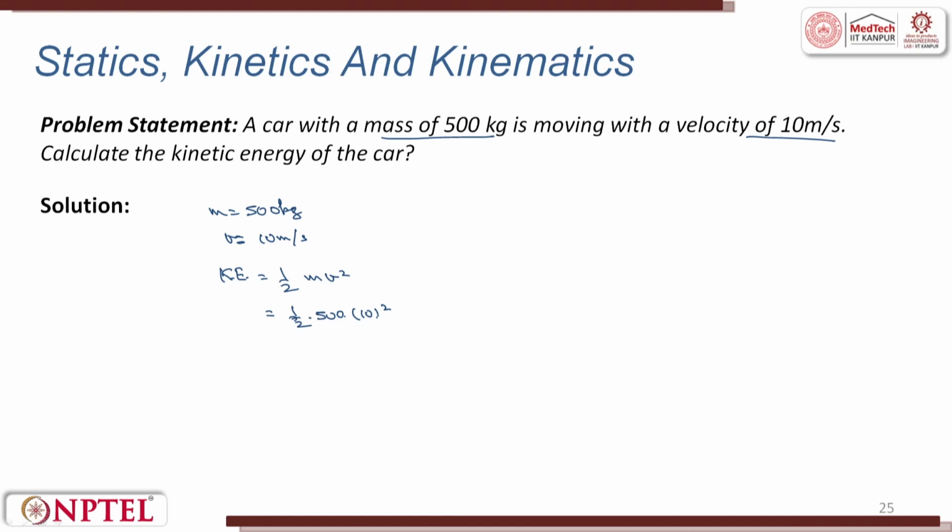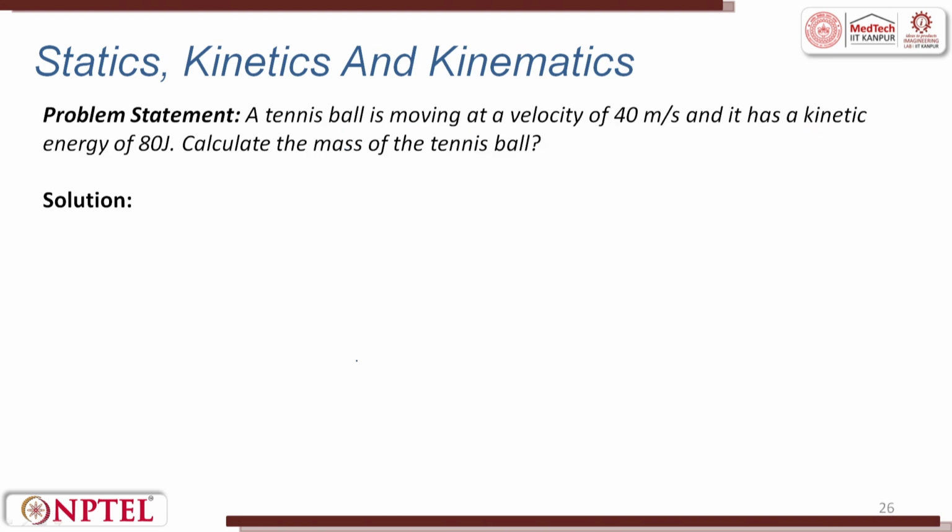10 square, this is equal to 25,000 joules. This is a very simple problem statement. I will give you another problem statement where you have a velocity of a tennis ball that is moving at 40 meters per second and kinetic energy is given as 80 joules. Calculate the mass. Using the same relationship, kinetic energy is equal to half mv square, you need to find the mass of the tennis ball. This problem you solve by yourself, you will find the solution in the lecture notes.